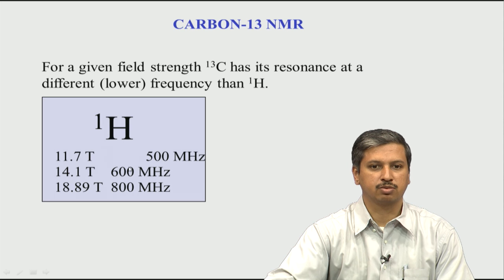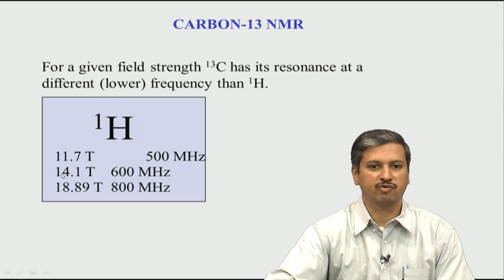How do we get this relation? Remember again the equation omega equal to gamma into B0. So, you can see, based on the B0 and gamma, you get the value of omega. This is omega, which is 2 pi into frequency. So, this is how we get the omega value.